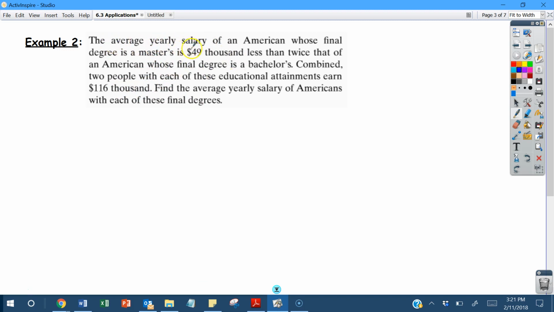So here we first have the average yearly salary of an American whose final degree is a master's is $49,000 less than twice that of an American who has a bachelor's degree. I'm going to take the salary of a bachelor's degree and call that B, and the master's is going to be M. At the end of the day, I might have an equation with one variable, but right now let's just call them different things. This sentence says that the master's degree salary should be $49,000 less than twice that of the bachelor's.